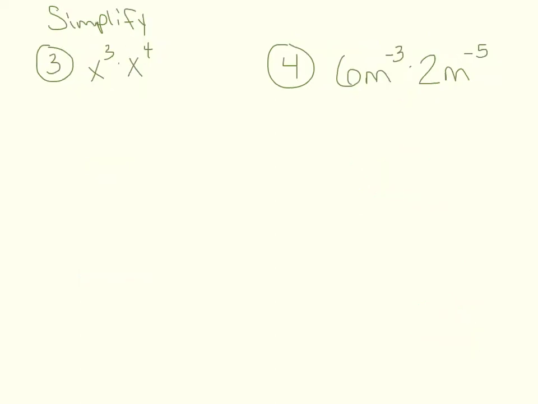Number 3, x to the 3rd times x to the 4th. They have the same base, so this becomes x to the, you just add, so 3 plus 4 is 7, so x to the 7th. Number 4, 6m to the negative 3 times 2m to the negative 5.